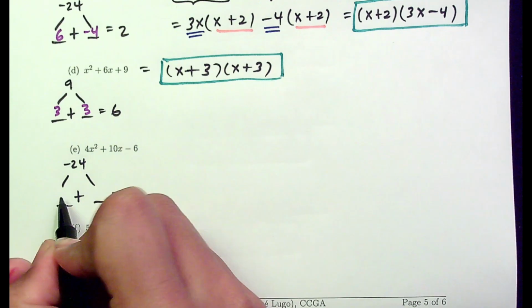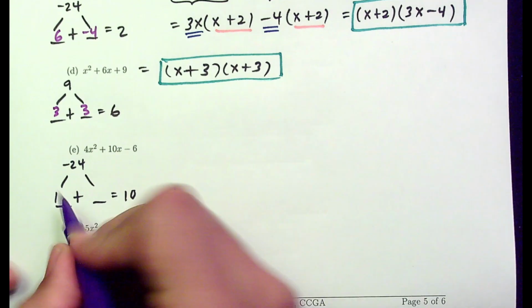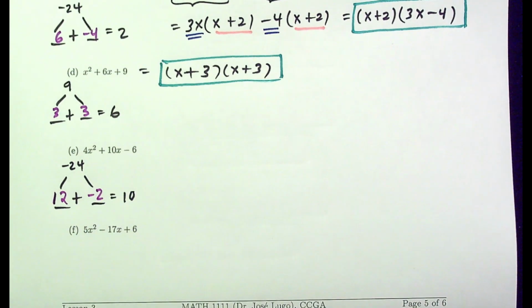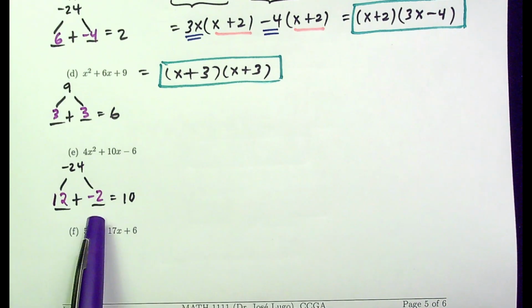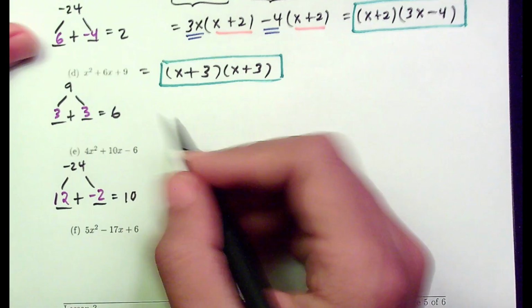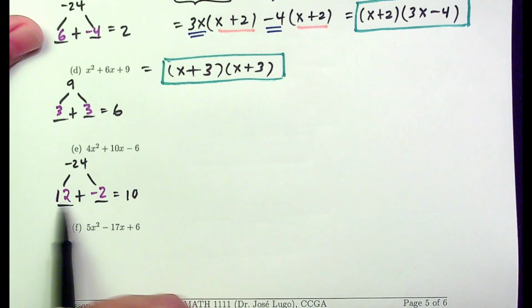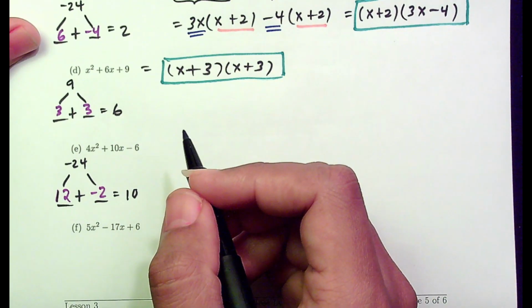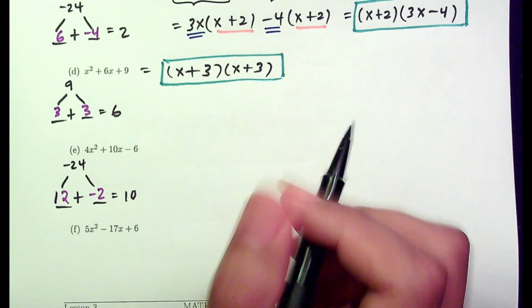I think 12 and negative 2. Let's think about that. 12 times negative 2 is negative 24. 12 plus negative 2 is positive 10. Yeah, that works. All right, because the leading coefficient is not 1, I have to go through the whole process. I cannot just write these in the factorization and say that that's correct.